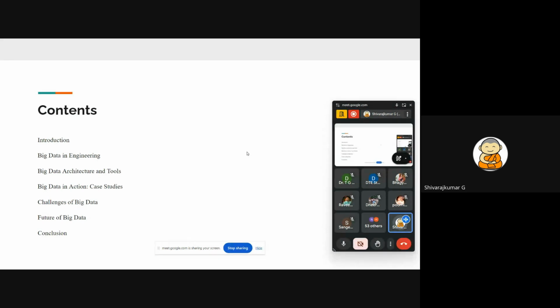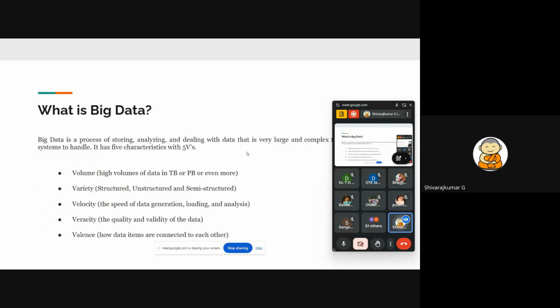An introduction to big data and how big data impacts engineering, what the big data architecture and tools are, and what case studies we are presently using big data in, and the challenges of big data, because when we have data, surely we will have challenges. Next, the future trends of big data, and finally we will end with the conclusion. So here is what big data is.